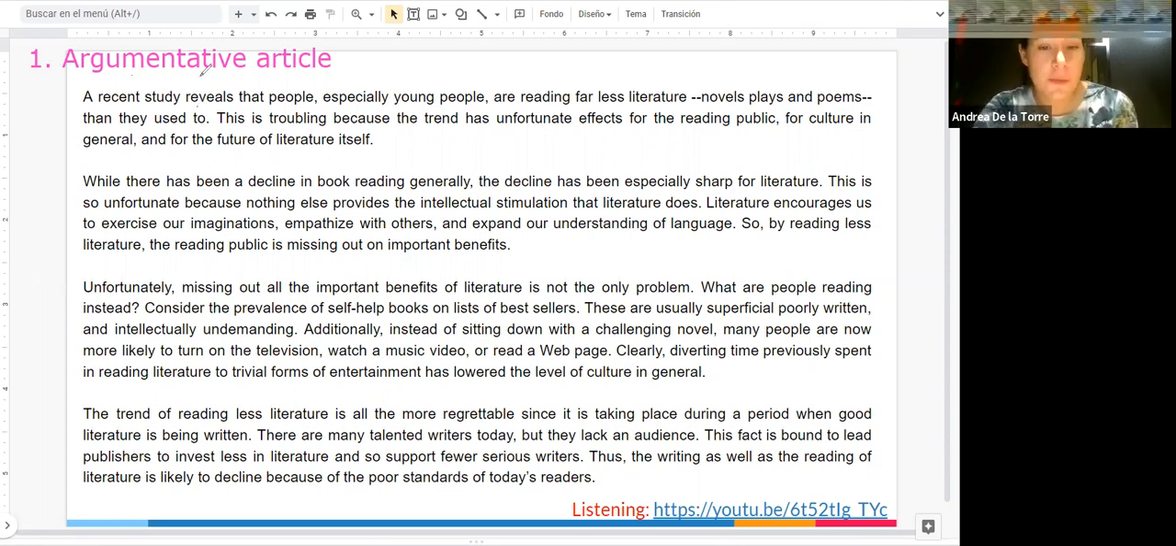Now, remember that this is an argumentative article, and the author is trying to convince us of an opinion, of his opinion or her opinion. So can you tell me, guys, what their opinion is? So what is his or her opinion on the topic, right? About the fact that people are reading less literature. So what does the author think about that topic? What is his or her opinion? Come on, guys, take a guess. What would you say?